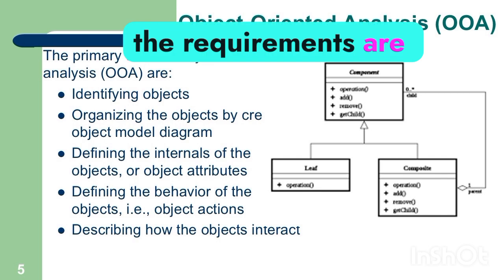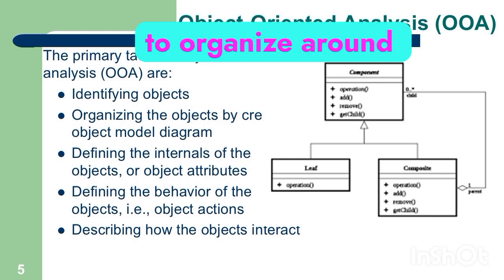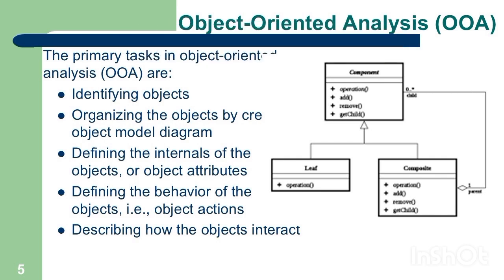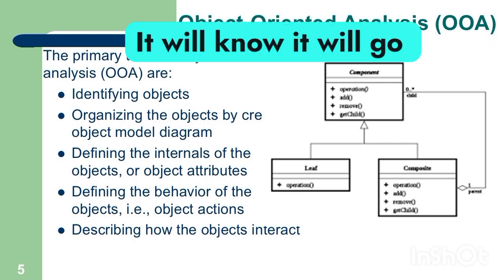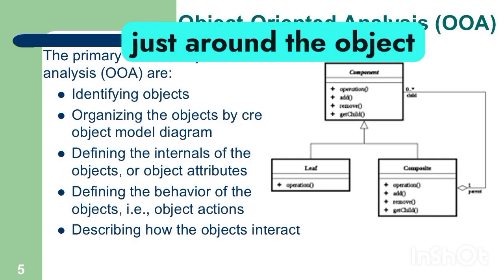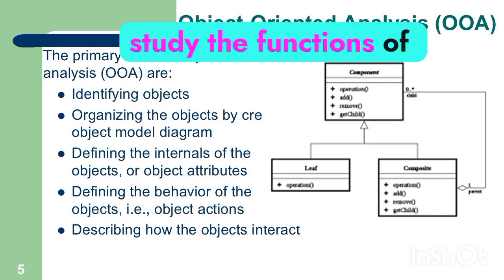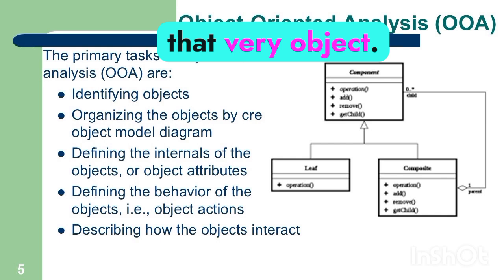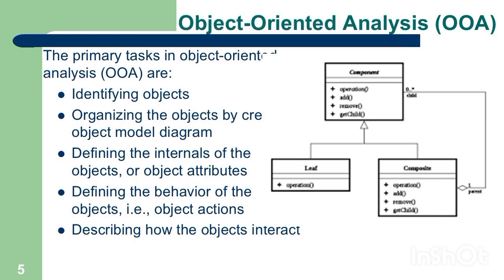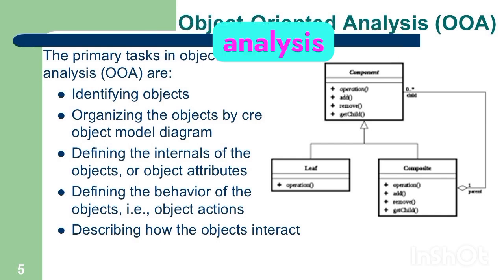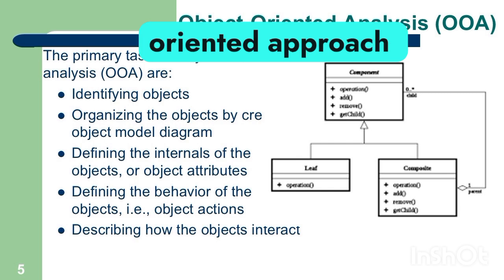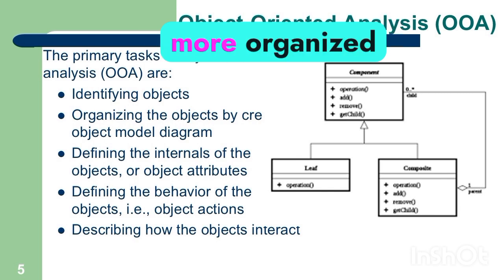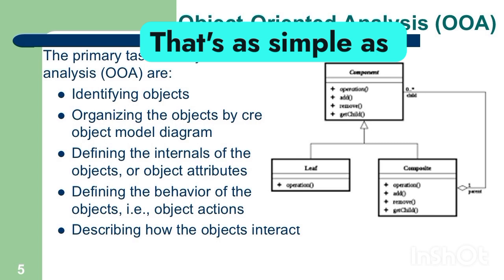The main difference between object-oriented analysis and other forms of analysis is that in the object-oriented approach, the requirements are organized around the object. That is the main difference. The object-oriented analysis is just around the object. It will go nowhere. All it's been doing is just around the object, studying the behaviors, studying the functions of that very object. If you were to be asked, you can just state that the main difference is that in the object-oriented approach, requirements are organized around objects. That's as simple as this.